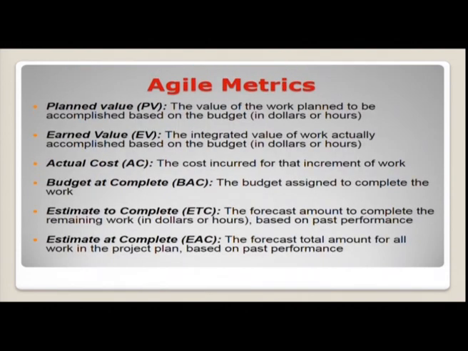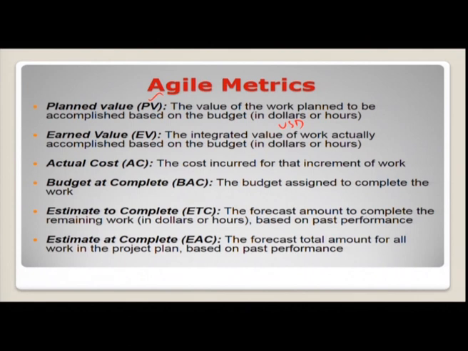Now let us see the next topic, Agile metrics. As far as the Agile metrics are concerned, you have the PV. What is a PV? It is planned value, the value of work planned to be accomplished based on the budget, either in terms of INR if you are working in India, or if you are working with a global project, usually it will be calculated in terms of US dollars, USD, or in terms of hours too. That is said to be a planned value, the value of work that has been planned to be carried out. Now next is you have EV.